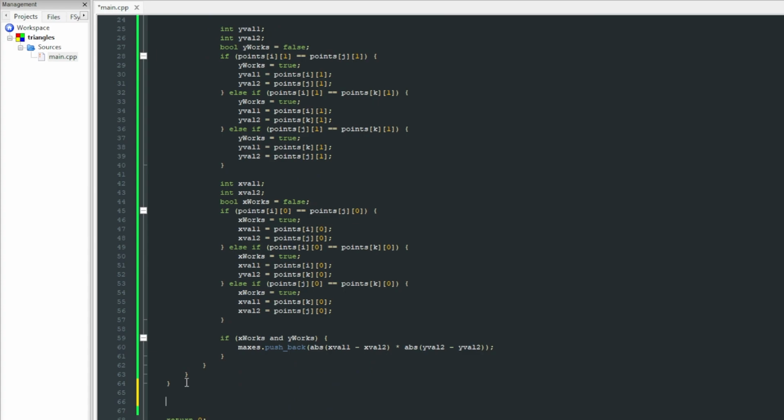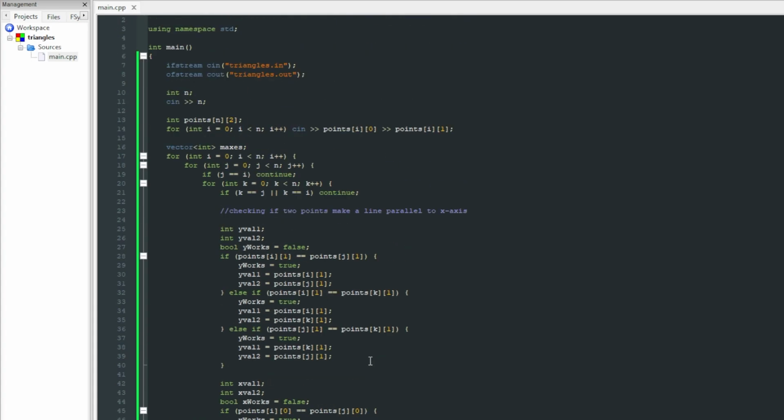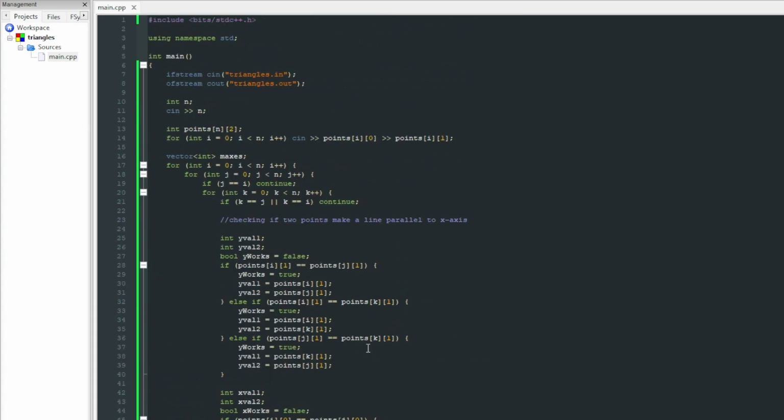Next, since we now have this vector full of all of the possible valid triangle areas, we need to find the maximum one. So we're just going to sort it. And after sorting it, we're just going to print out the biggest value, so that's going to be the size minus 1 index value. And boom, we're done. Okay? So that's basically the entire algorithm. And I'll link the code down in the description, so if you want to copy it, you can. And that's pretty much it. Let's submit it and see how it goes.